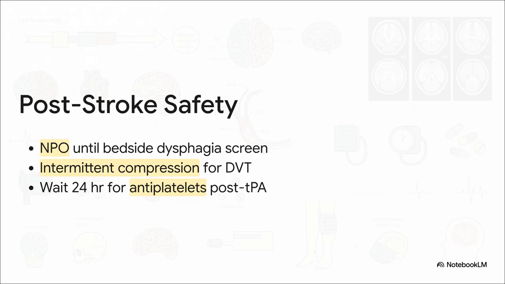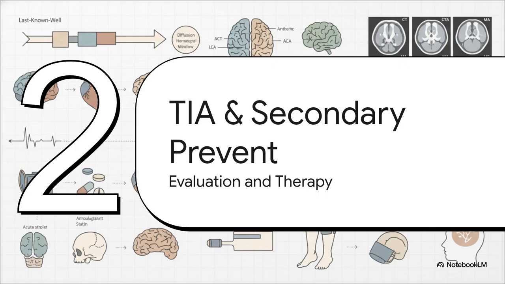For post-stroke safety, keep the patient NPO. Don't let them have anything by mouth until you've done a bedside dysphagia screen. Throw on some intermittent pneumatic compression for DVT prevention. And really important, after thrombolysis, you have to wait a full 24 hours and repeat head imaging before starting any antiplatelets or anticoagulation. Moving right along to part 5, TIA and secondary prevention.